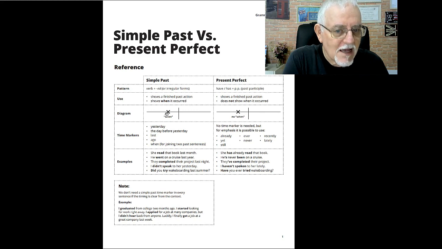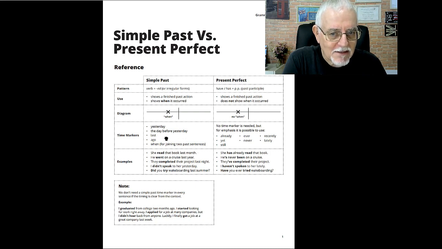Because of time markers. We use time markers in the simple past tense, time markers like yesterday, the day before yesterday, last week, last year, last month, last century. We use ago, 2 minutes ago, an hour ago, 2 hours ago, 1 day ago, 2 days ago, 3 days ago, 1 week ago, 1 month ago. You get the idea. We use when we're joining two past sentences. Okay? So these are the time markers for the simple past.